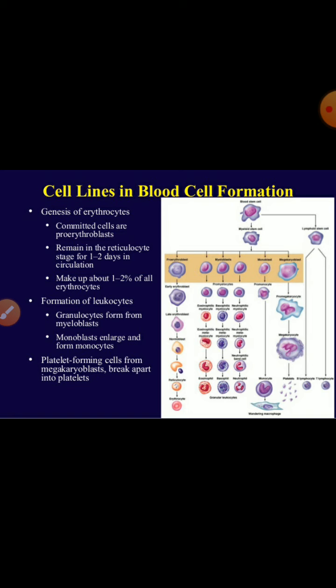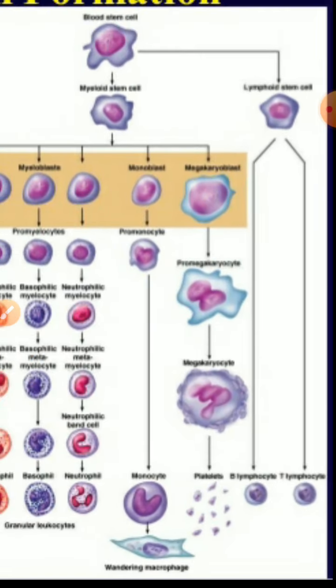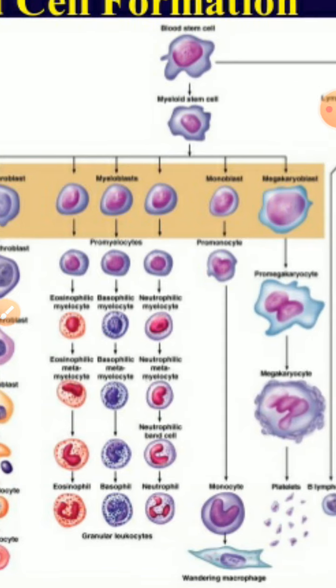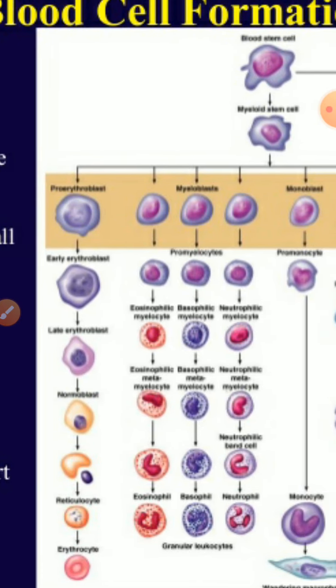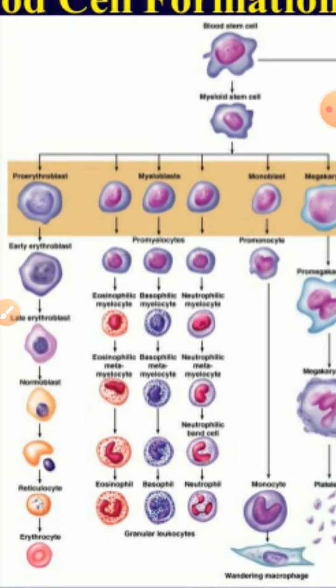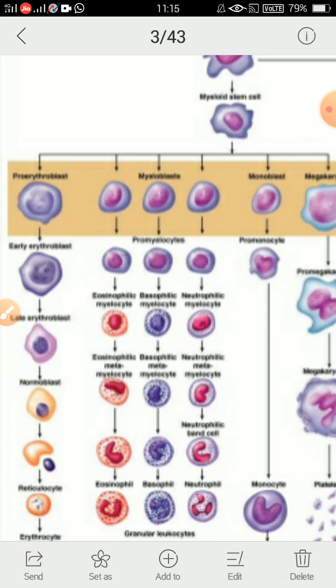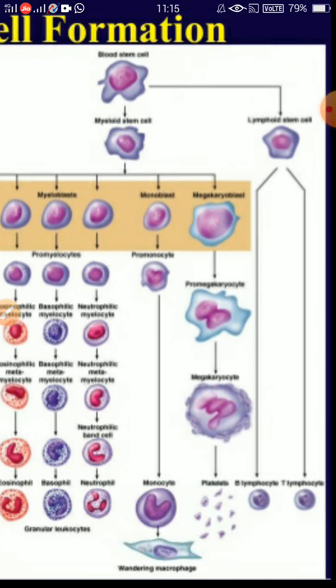If we discuss the formation of leukocytes, the granulocytes arise from myeloblasts, and monoblasts enlarge and form monocytes. If we discuss platelets, the platelet-forming cells from megakaryoblasts break apart into platelets. So here are the different stages of red blood cells, this is the formation of leukocytes, and these are the formation of platelets.